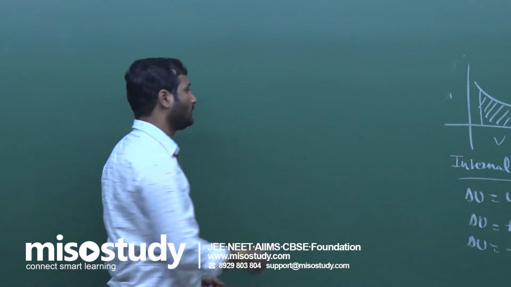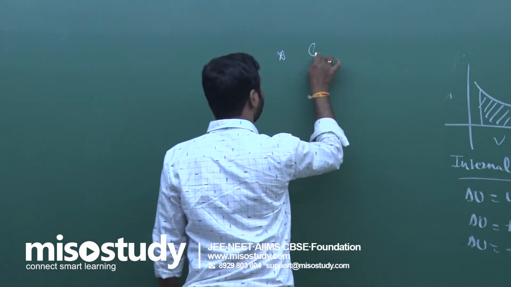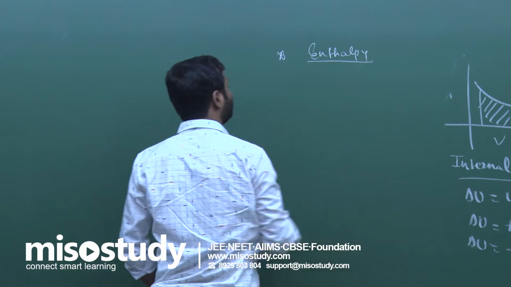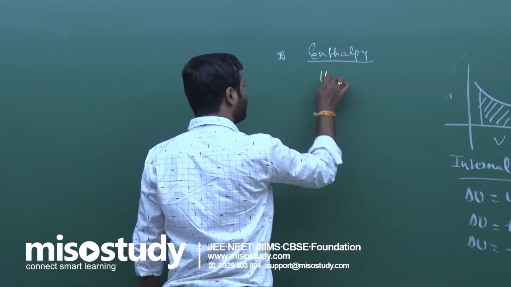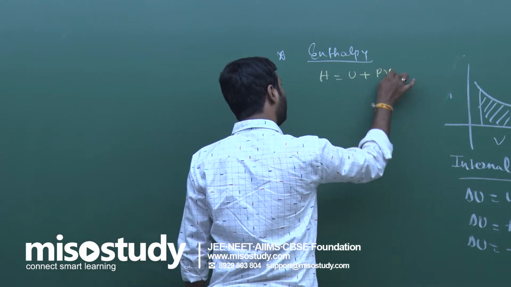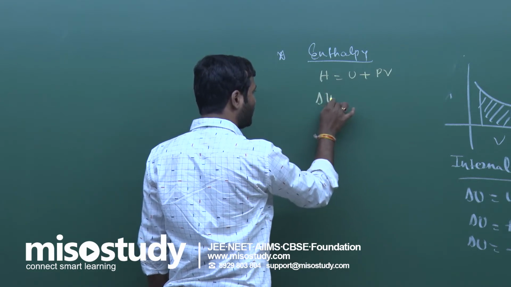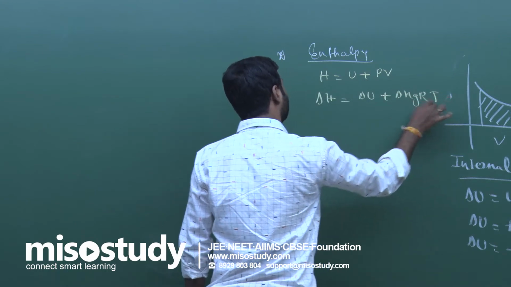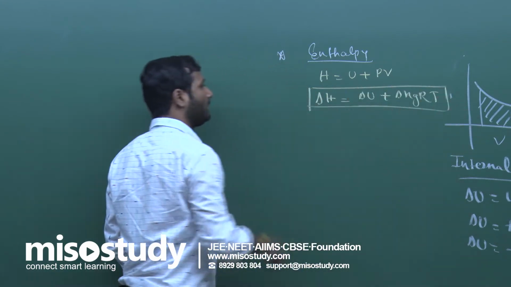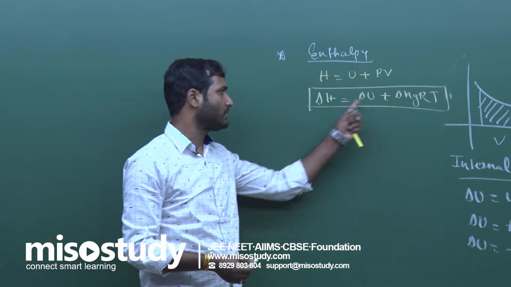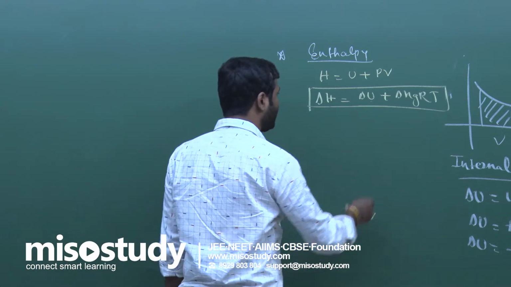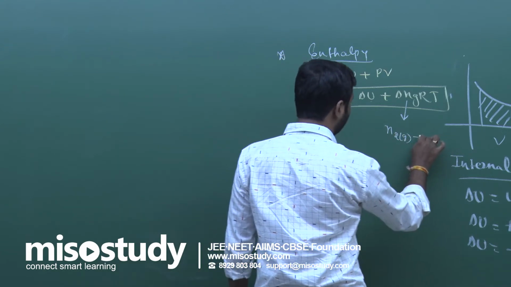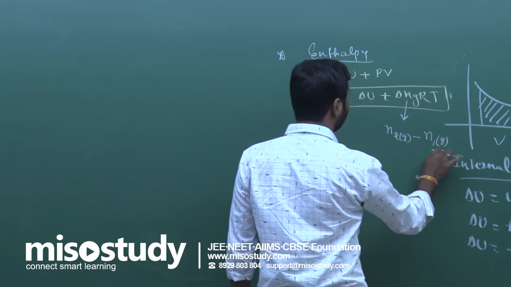Okay, now there comes enthalpy. Enthalpy is the heat content at constant pressure, that is H is equal to U plus PV, or delta H is equal to delta U plus delta ng RT. This is the heat change at constant pressure, and this is the heat change at constant volume. Delta ng, we know, is the number of moles of gaseous products minus the number of moles of gaseous reactants.